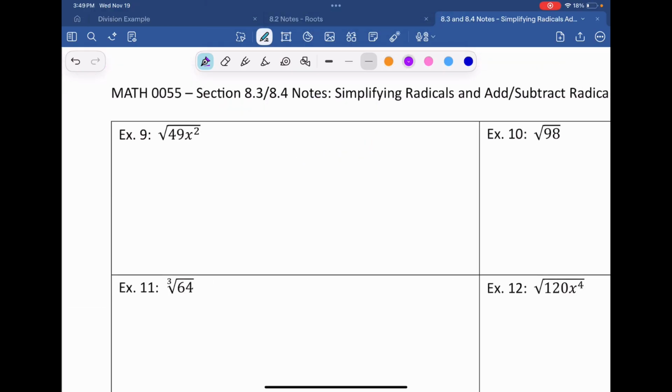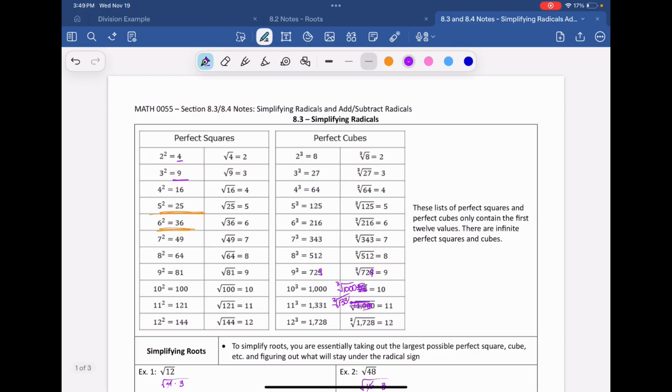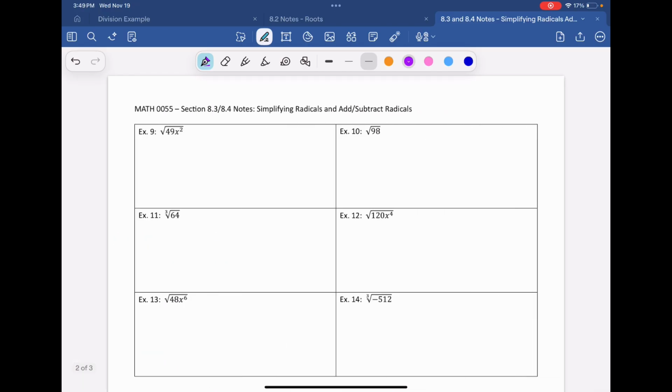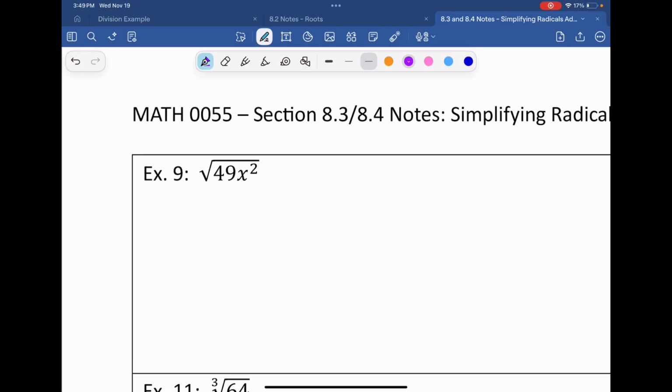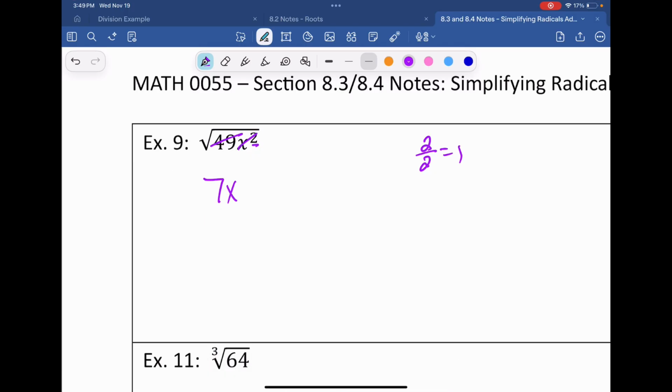Right, so now we're adding in variables, just continuing practice. The square root of 49x squared. So 49 is a square. Its square root is 7. And if I take the exponent 2 and divide it by 2, that's 1. So the square root of x squared is x to the 1. Okay, again, this makes sense because if I take 7x and I multiply it by 7x, 7 times 7 is 49, and x times x is x squared.